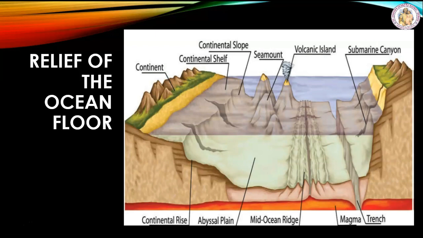These plains are usually covered by a thick layer of sediments composed of clay, silt and sand, brought by the rivers. These are often characterized by features like abyssal hills, sea mounts, guyots, coral atolls, etc.